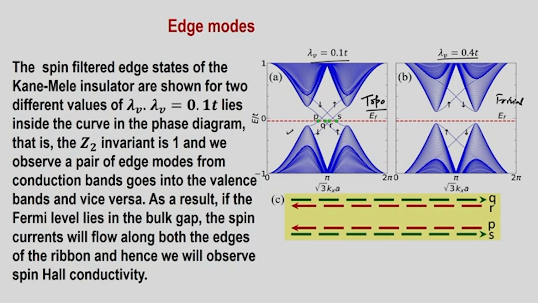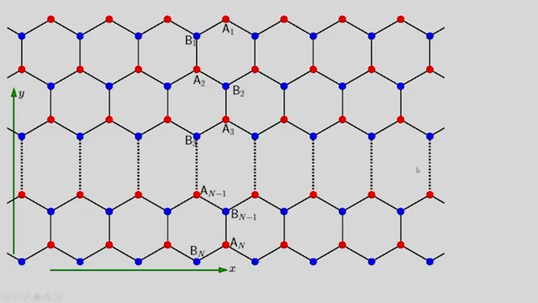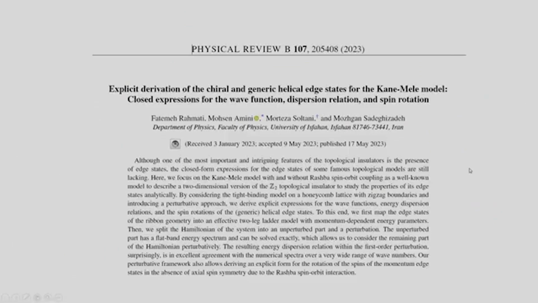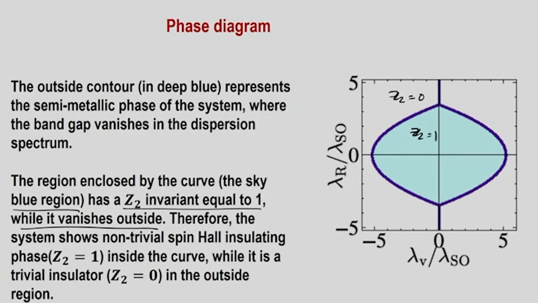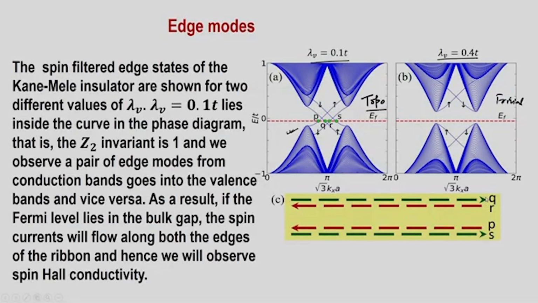This is chosen because we have chosen a point that is inside this sky blue region. Inside the sky blue region we make sure that it's a topological insulator with spin filtered edge modes, and the topological invariant is equal to 1, while the right figure corresponds to lambda v equal to 0.4 t, where we have taken lambda r equal to 0. So lambda v equal to 0.4 is somewhere here, and of course your lambda r values are such that Z2 equals 0. So in the Z2 equal to 0 case, we do not have any spin filtered edge modes.